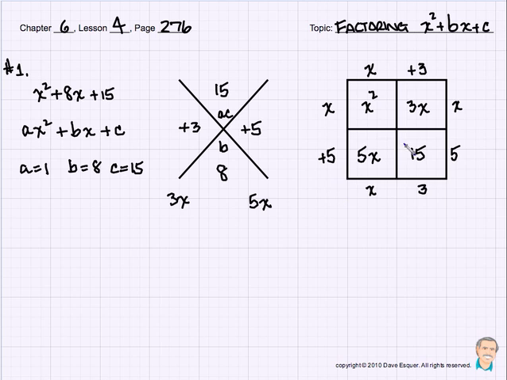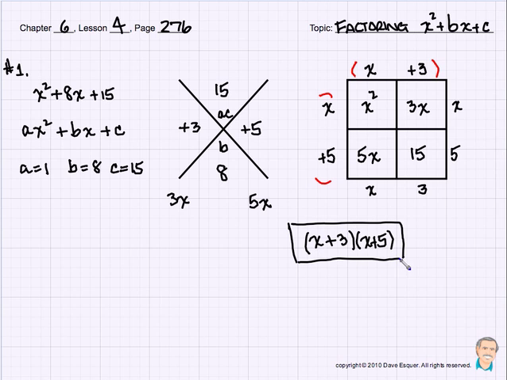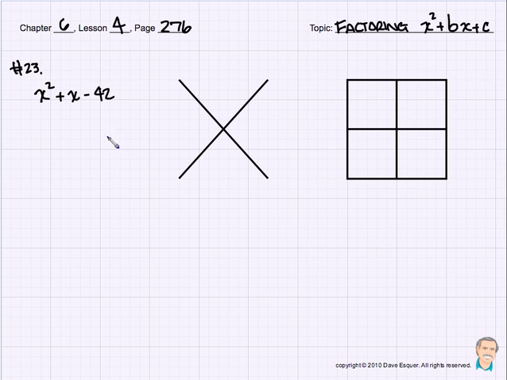So our solution for number 1 now is staring us in the face. The factors are, let me highlight this, x plus 3 times x plus 5. So we can rewrite those as our final factors of x plus 3 times x plus 5. And those are the factors of the quadratic expression x squared plus 8x plus 15.